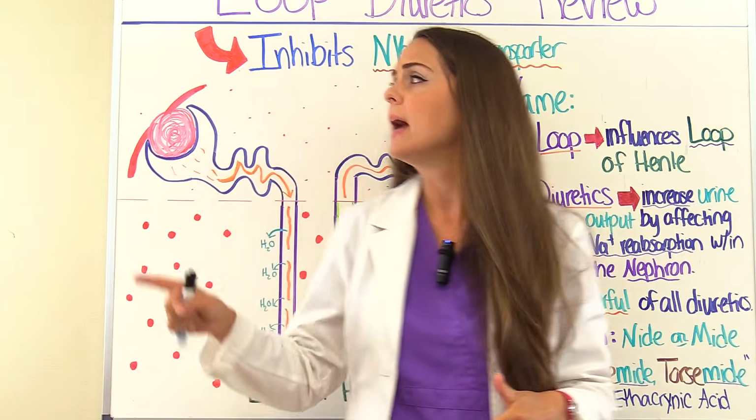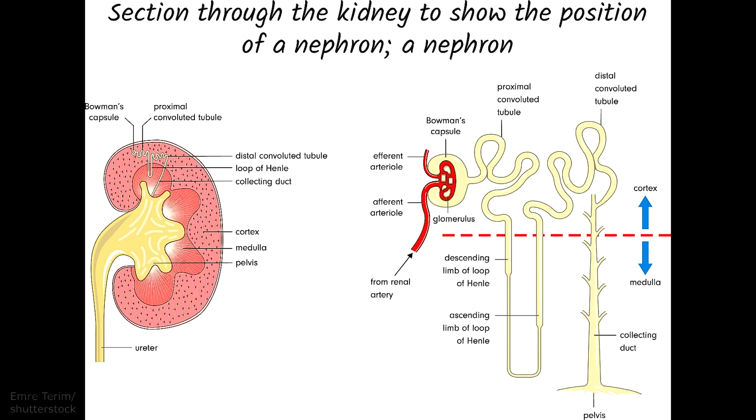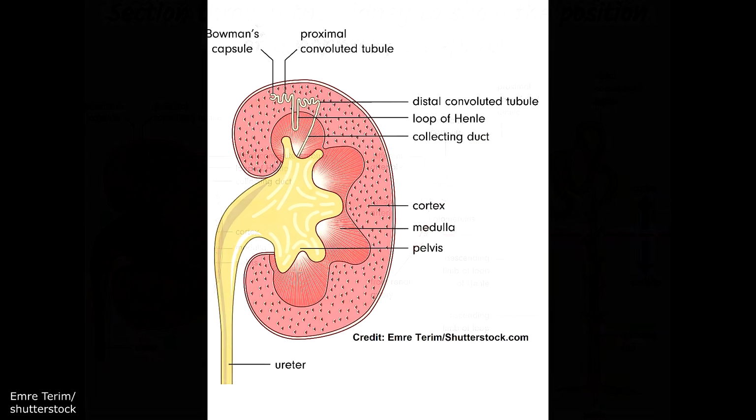However, to truly understand this whole process, we've got to go back and review the anatomy and physiology of this nephron. Here on the right, we have an illustration of a nephron. If we took one and stretched it out, it would look something similar to this, and this is how its structures are set up. Here on the left, we have how that nephron actually sits within the kidney.